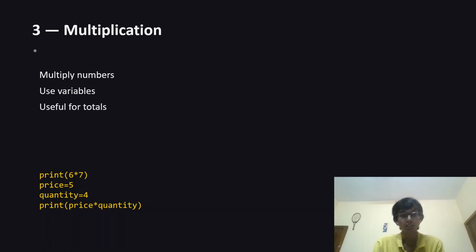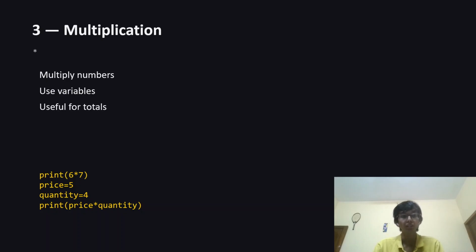The next thing is multiplication. The same as addition and subtraction, we can multiply numbers. We can use variables. Multiplication is the operation done with the star, the star key. This one, as you can see, is what is being used to do multiplication. It is called the multiplication operator.